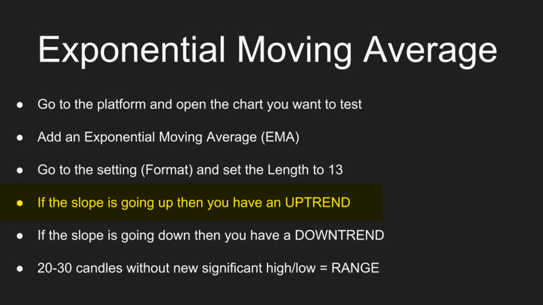If the slope is going up, then you have an uptrend. If it's going down, then you have a downtrend. If, however, the line has not reached any significant new high or low in the last 20 to 30 candles or more, then you know that this is a trading range.